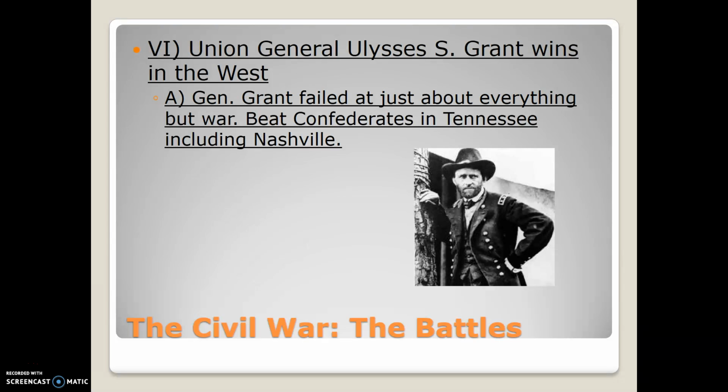So from there we get the Union General Ulysses S. Grant beginning to win in the West. General Grant himself, who becomes president later, fails at just about anything but war. He was the very last in his class at West Point. He was not much good at anything except for fighting. And so he begins to beat the Confederates at Nashville, Tennessee, and begins to win in the western areas, while in the east, the Confederates are winning.